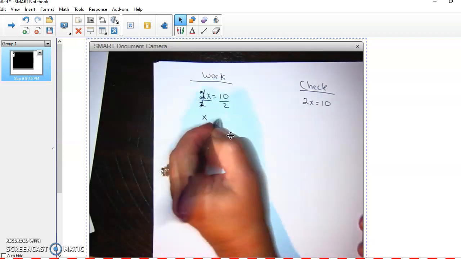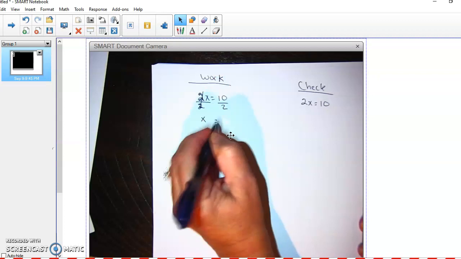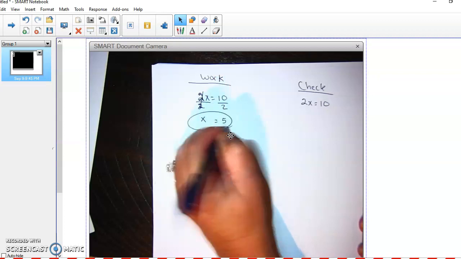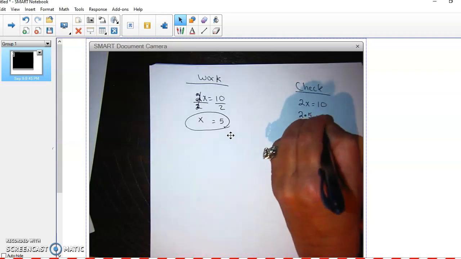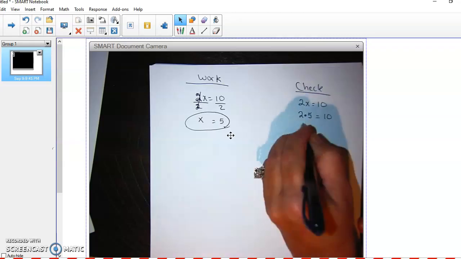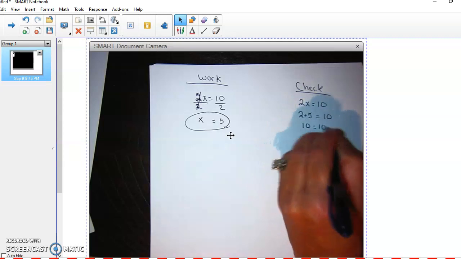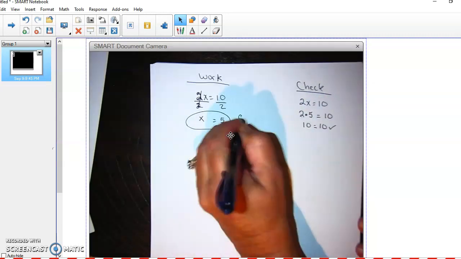So 1 times x is x. 10 divided by 2 is 5. Let's substitute it in to see if it works. If it does balance. So 2 times 5 equals 10. This side equals that side. So this answer is correct.